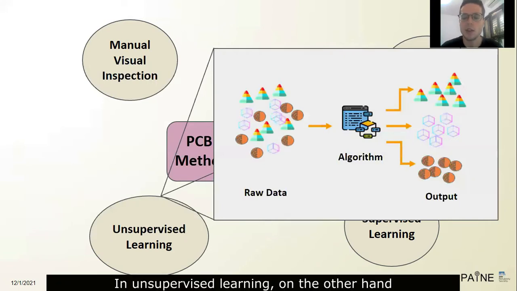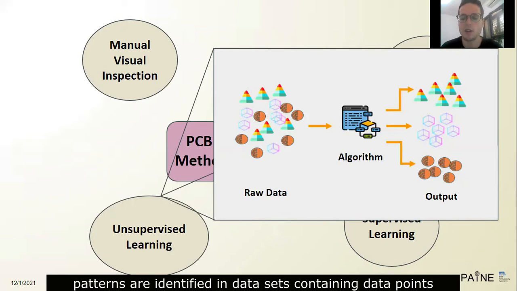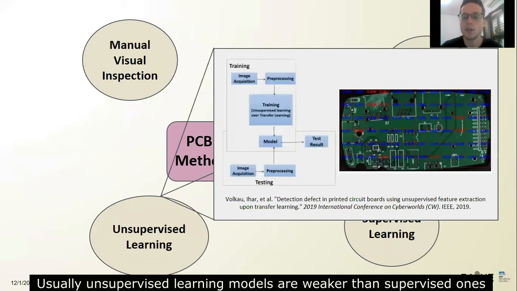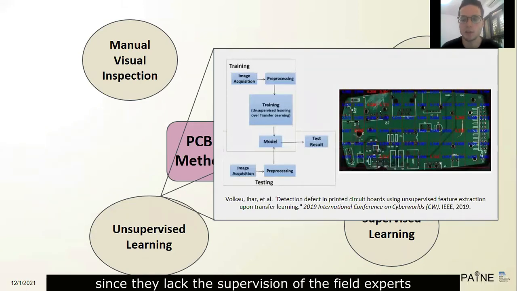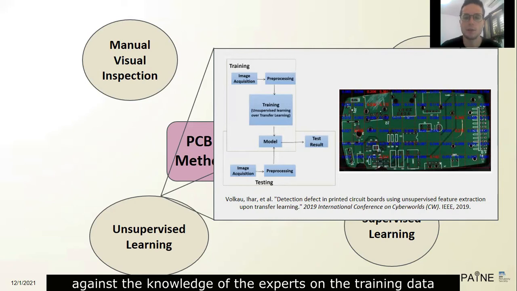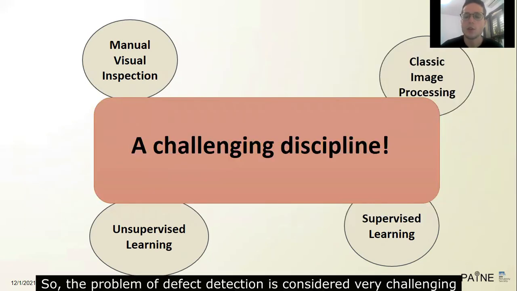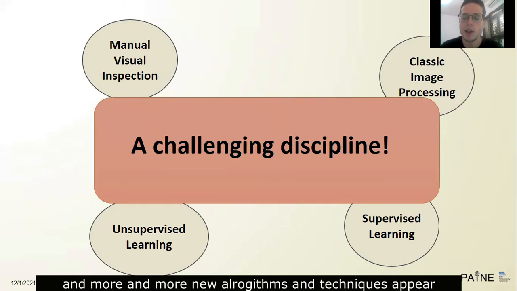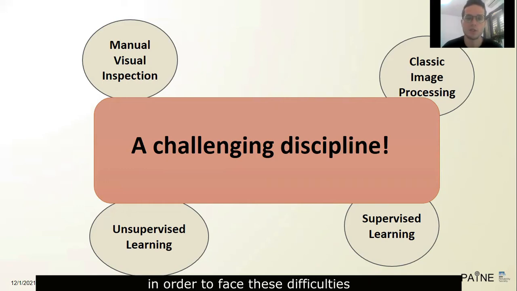In unsupervised learning, on the other hand, patterns are identified in datasets containing data points that are neither classified nor labeled. Usually, unsupervised learning models are weaker than supervised ones since they lack the supervision of the field experts, and therefore it is harder for them to be optimized against the knowledge of the experts on the training data. So the problem of defect detection is considered very challenging in computer vision, and more new algorithms and techniques appear in order to face these difficulties.